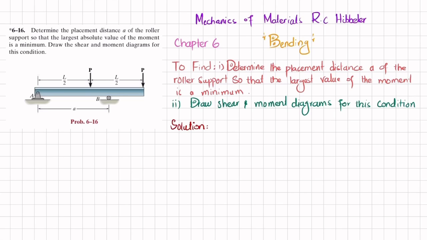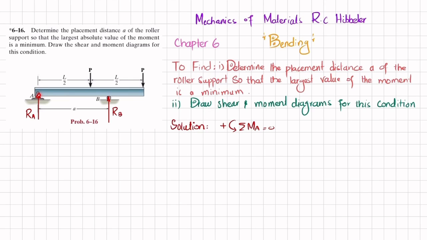So the first step is that if you remove this pin support at point A, you will have a reaction force, let this be RA, and if you remove this roller support at B, you will have a reaction force which is represented as RB. So we'll find RA and RB by using equations of equilibrium. The first equation of equilibrium is that the sum of all moments about point A is equal to 0, taking the counterclockwise moment as positive.